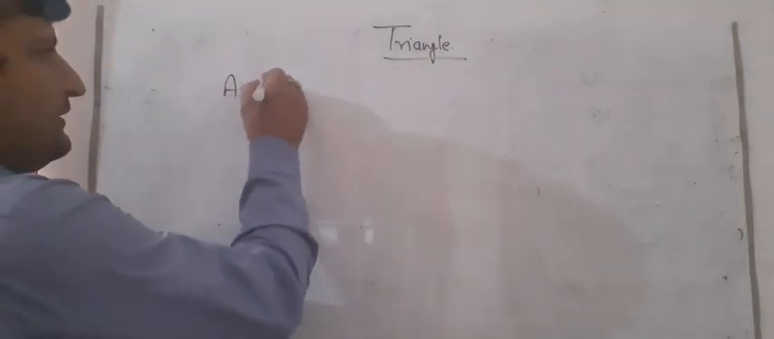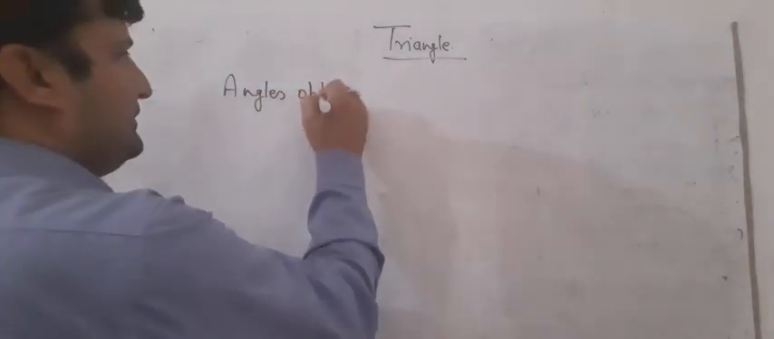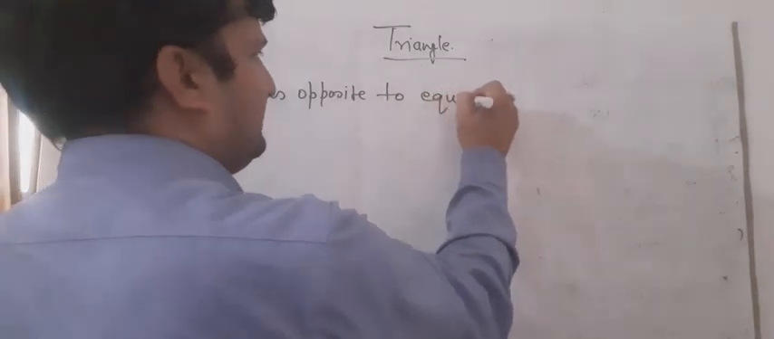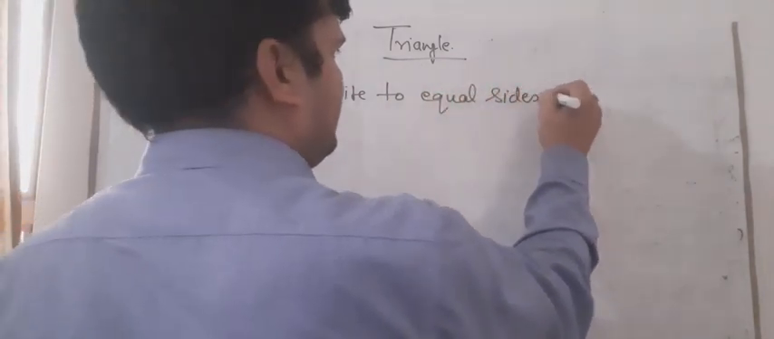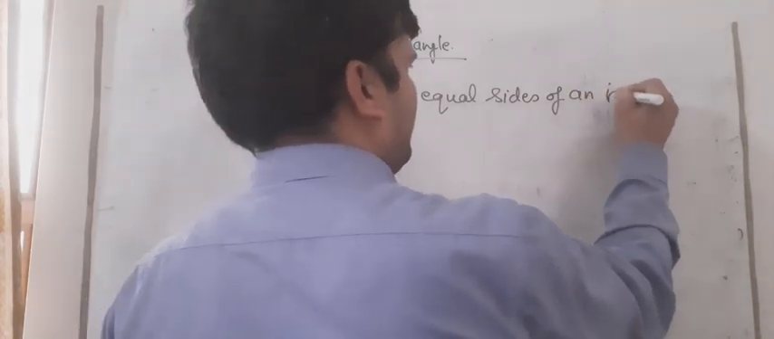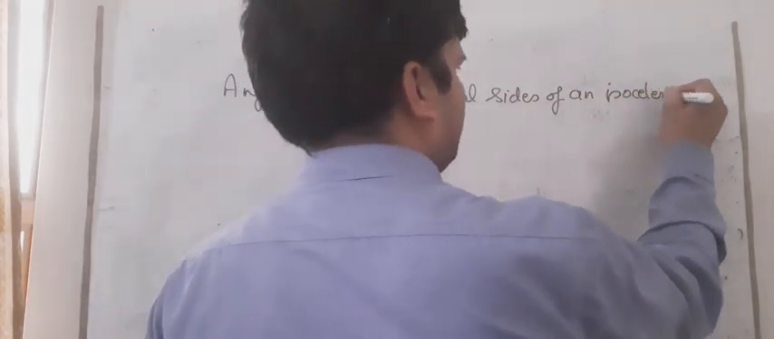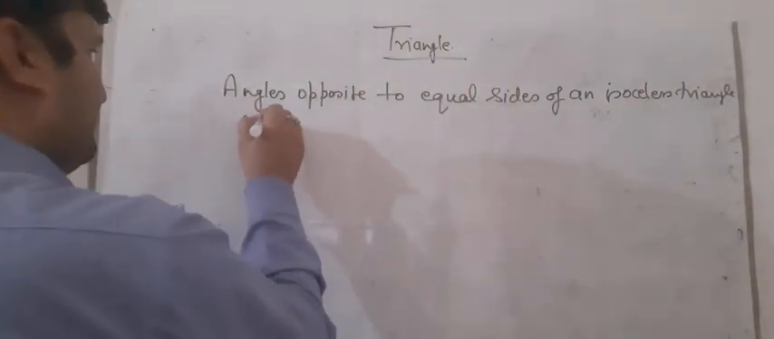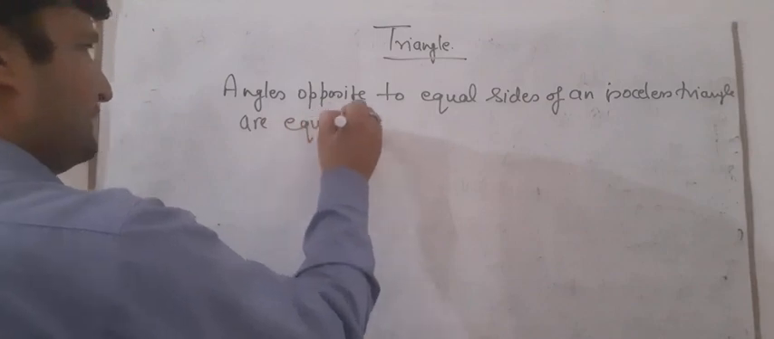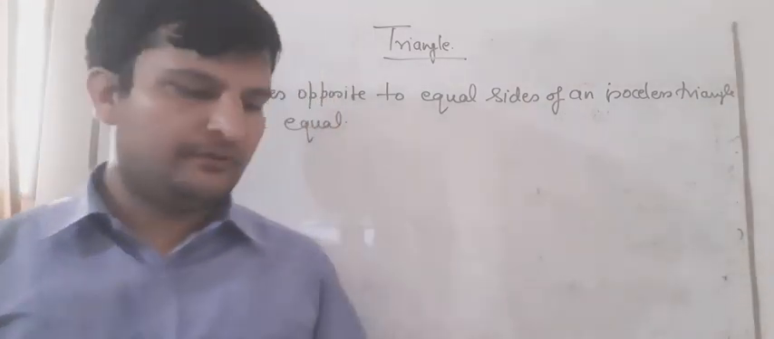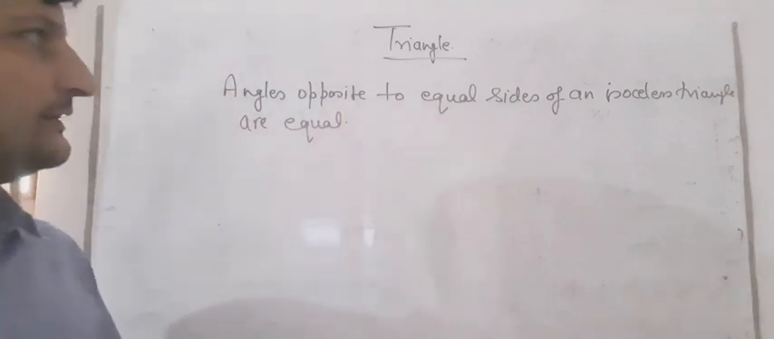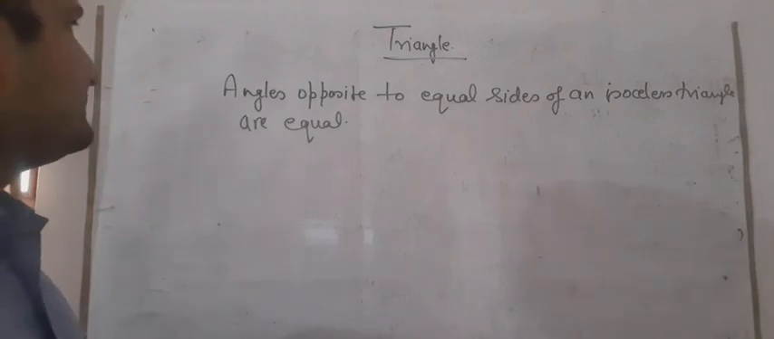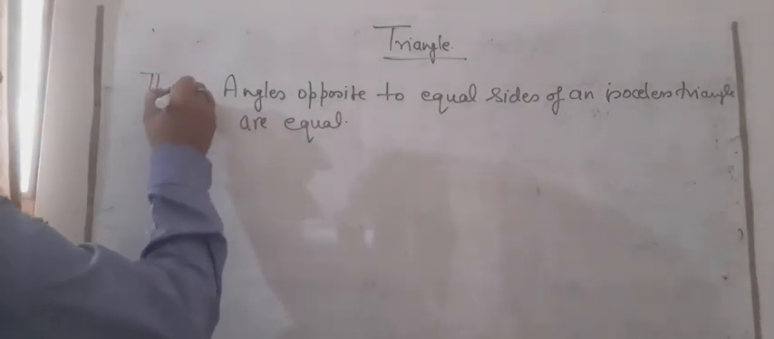Angles opposite to equal sides of an isosceles triangle are equal. So students, this is the theorem, we have to prove it. Angles opposite to equal sides of an isosceles triangle are equal. So how will we prove it, students? This is the theorem.